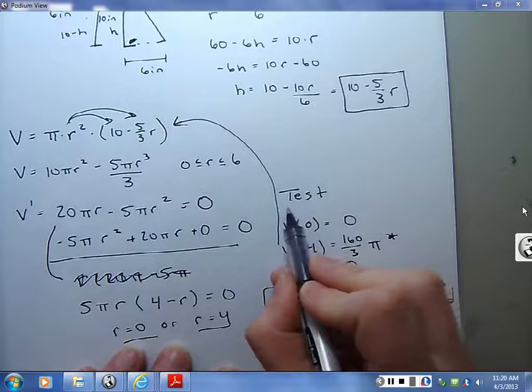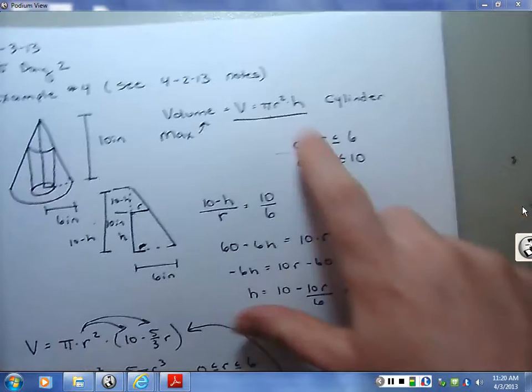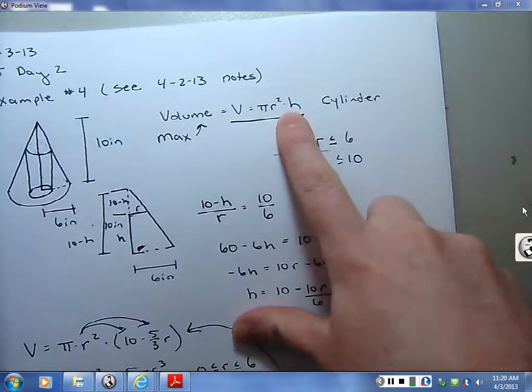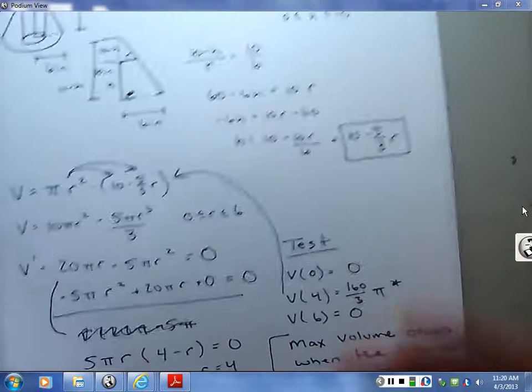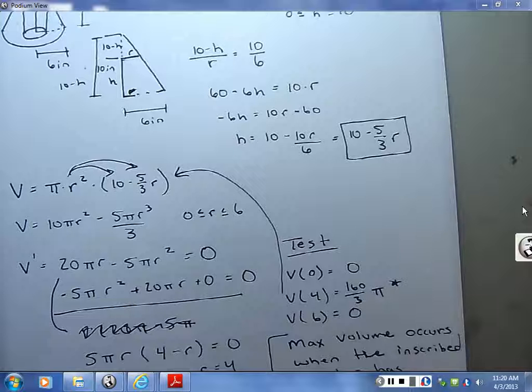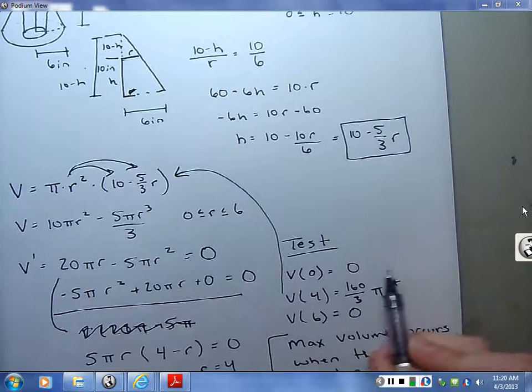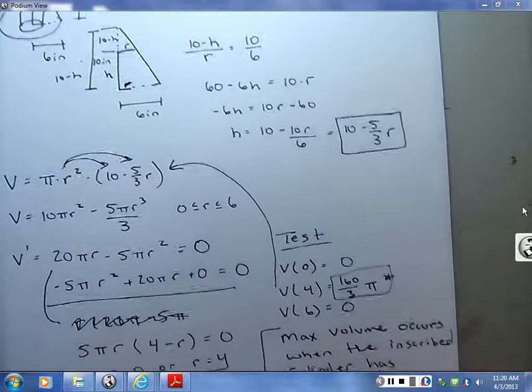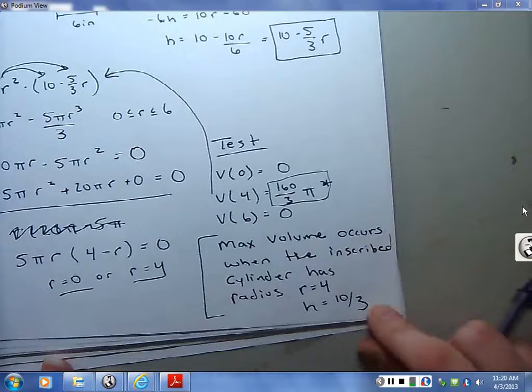You could plug it back into the volume function of r and h, but you'd have to solve for h. So it depends on what they wanted. If they wanted you to solve for r and solve for h, then it doesn't matter, because you'd have to do that. But if they just want the maximum volume, it is this, and it occurs when the radius is 4 and the height is 10 over 3.